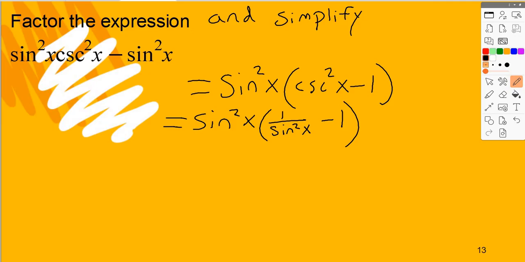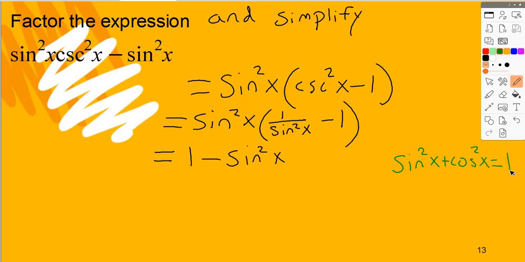So then we are going to need to distribute in order to simplify. So what is sine squared times 1 over sine squared? Will this be 1? Yeah. Okay. And then I would have to multiply it to my negative 1 as well. Okay. So now I just have 1 minus sine squared. What are we going to do with that? What identity has a 1 and a sine in it? Or a sine squared, sorry. Sine squared plus cosine squared equals 1. Okay.